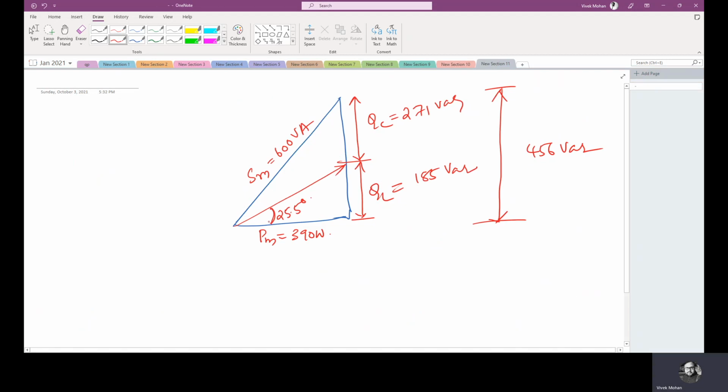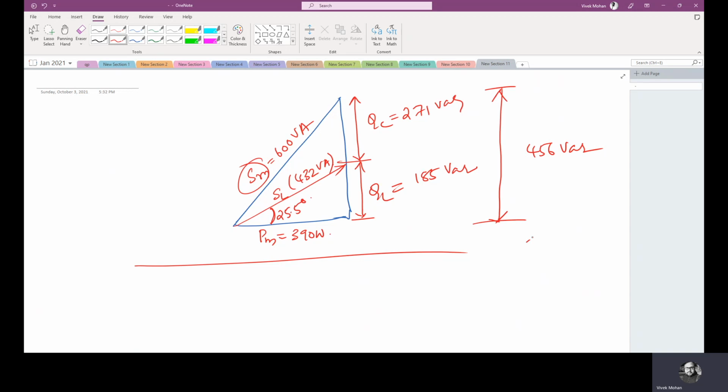Now, what is my SL? This is my SL from the line. This is SM. This is SL. What is SL? Here it is 432 VA. So this is the concept of the power triangle.